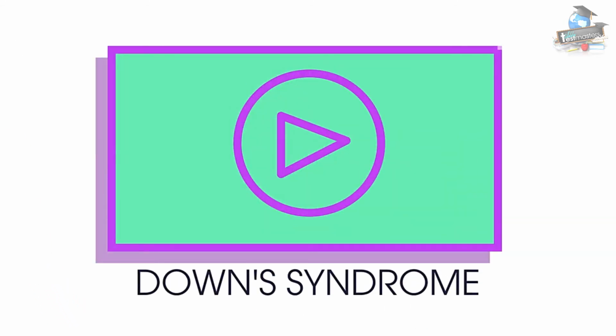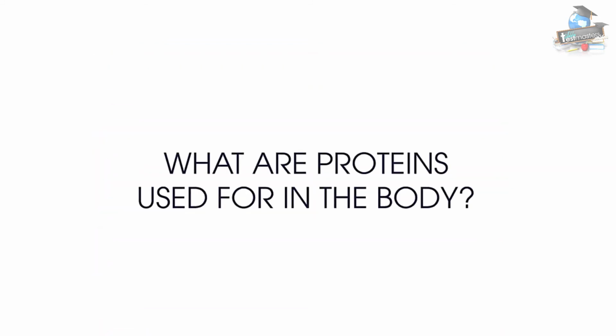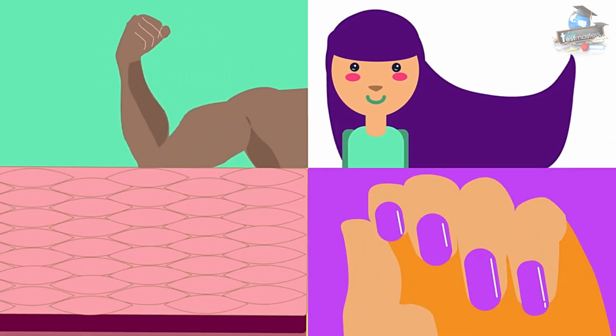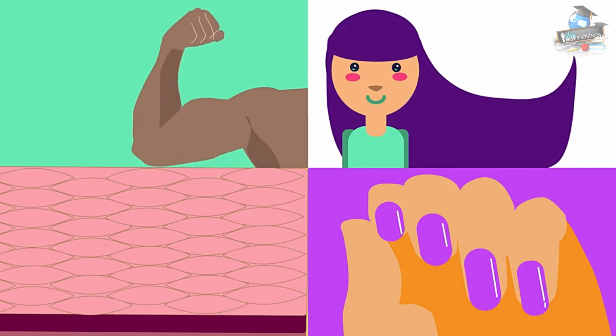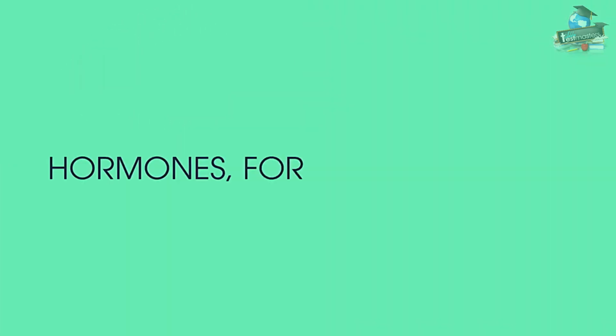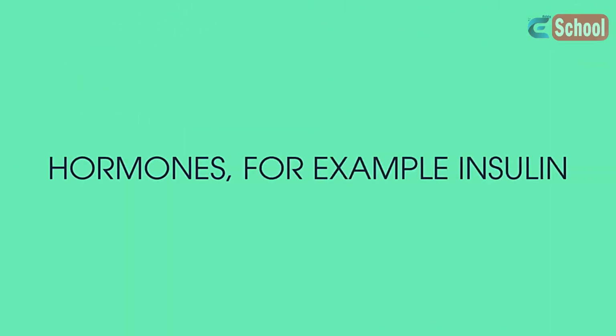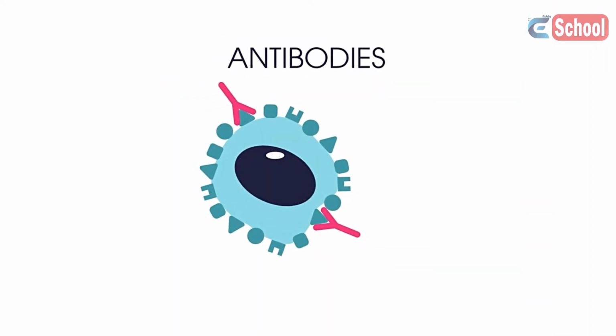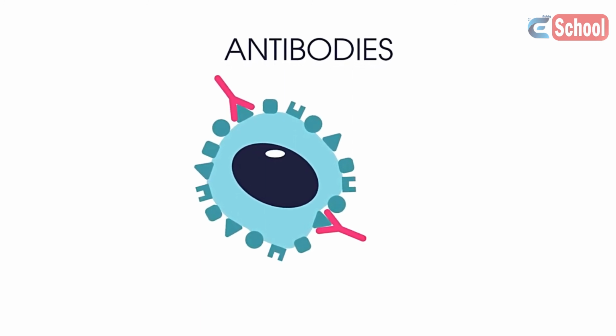So what are proteins used for in the body? The answer is, they are used in thousands of ways. Our hair, nails, skin, and muscles are all examples of structures made of protein. Many hormones, including insulin, are made of protein. Antibodies, made by white blood cells to protect us from diseases, are also made of protein.